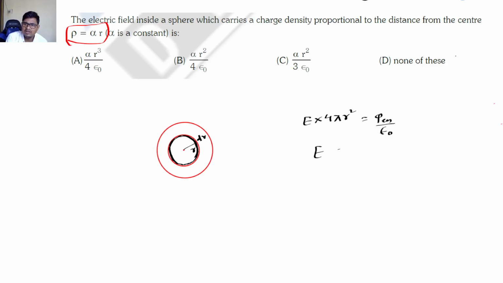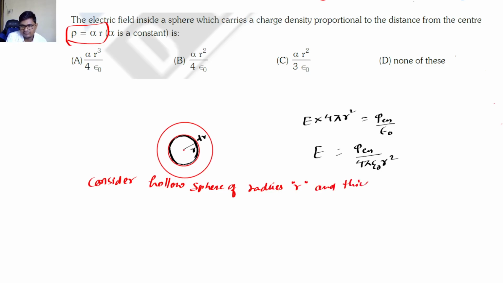So E is how much here? E is Q enclosed by 4 pi epsilon naught times r square. So our main task is to calculate Q enclosed. How to calculate Q enclosed here? To calculate Q enclosed, I will say consider a hollow sphere of radius r and thickness dr.